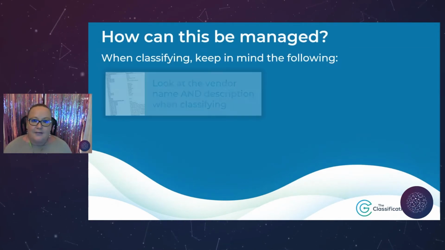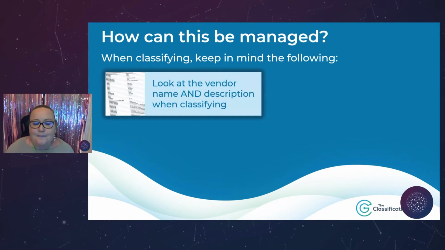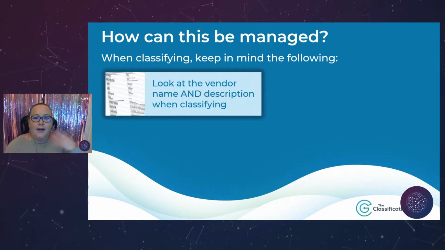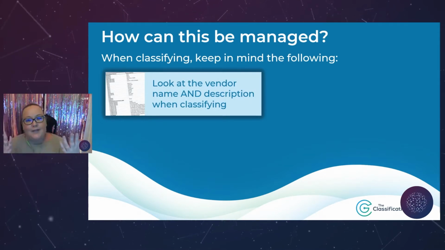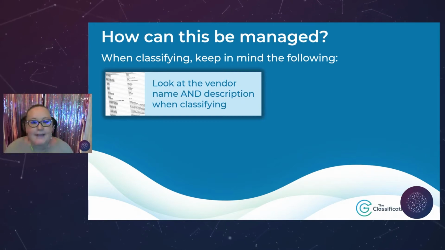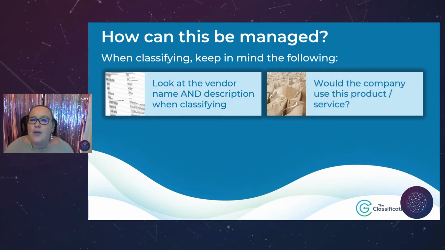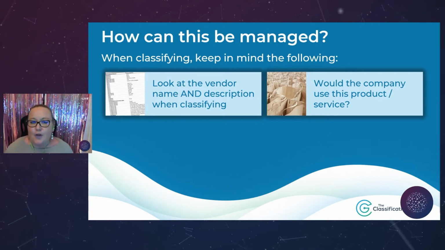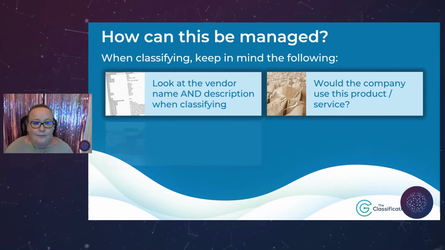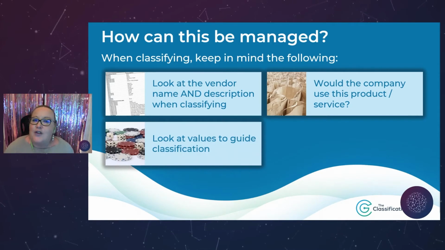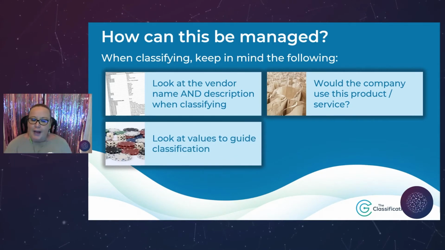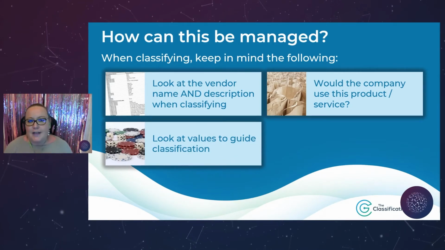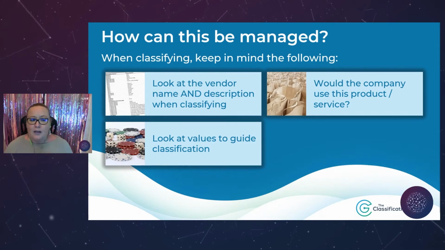So when I'm classifying, I try to think of the following things. Look at the name and the description in context. Think about whether the company you're working for would actually use this product or service. I mean, it could be wildly wrong. And then values in classification are a great thing. And it could be the same in purchasing or inventory as well.